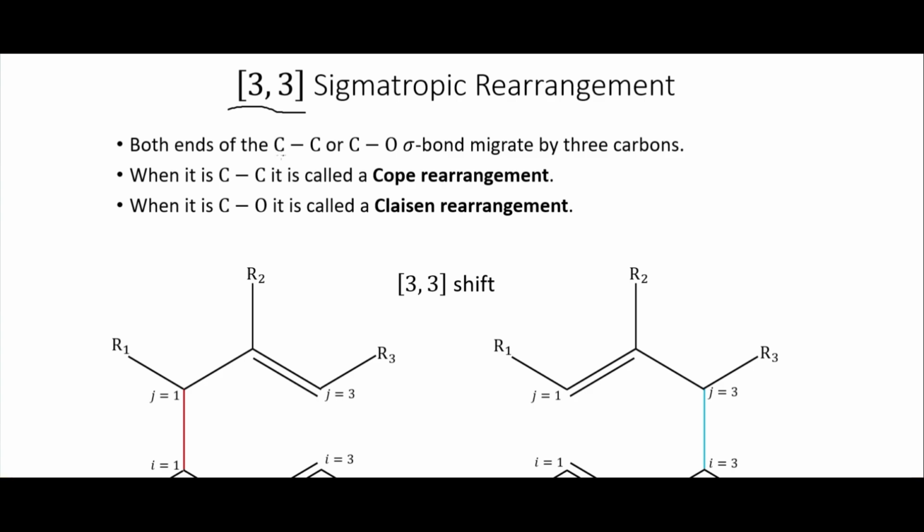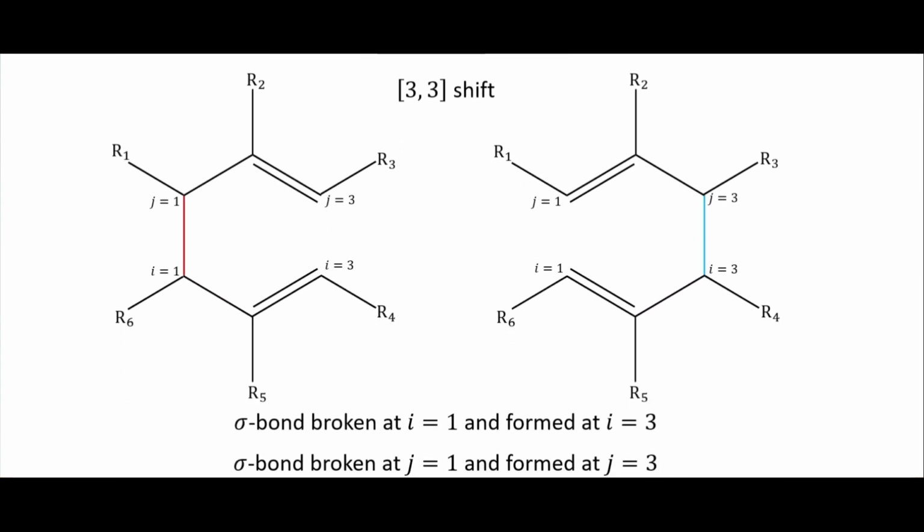In this one, both ends of the sigma bond migrate by 3 carbons. When it is a carbon to carbon, it's called a Cope rearrangement. When it is a carbon to oxygen, it is called a Claisen rearrangement. I usually go with the pronunciation Claisen, but I've heard people call it Claisen before as well. So what we see with these 3-3 shifts is this.